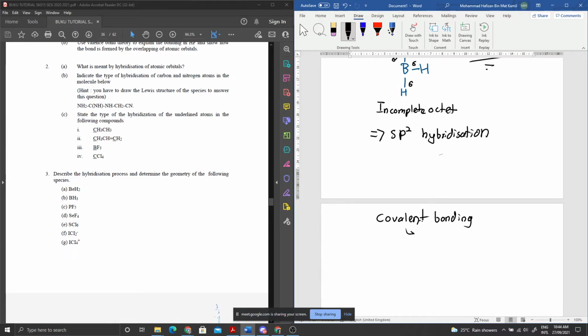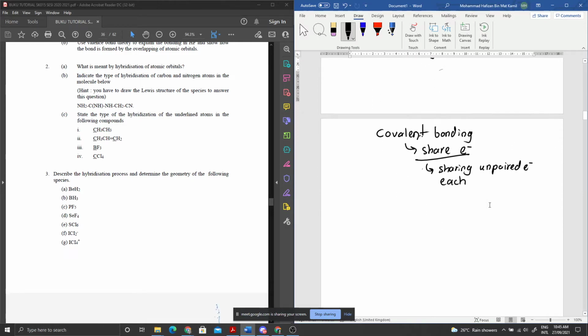Apa maksud with covalent bonding? With is kita share an electron, share electrons. So untuk share an electrons, it means dia mesti have an unpaired electron. Sharing electrons ataupun sharing unpaired electron each. Okay, so setiap atom kalau boleh dia nak share unpaired electron each. So let's look on boron.